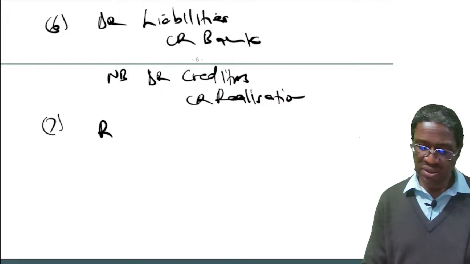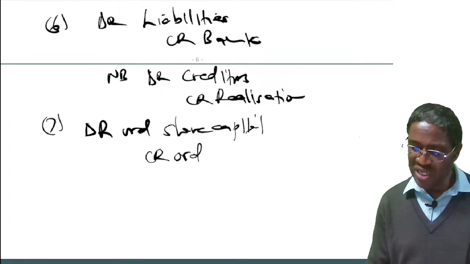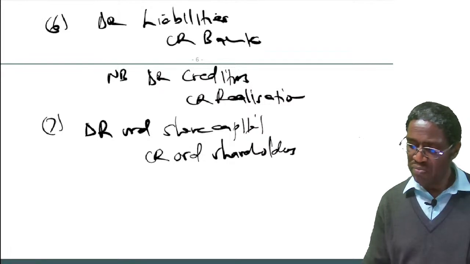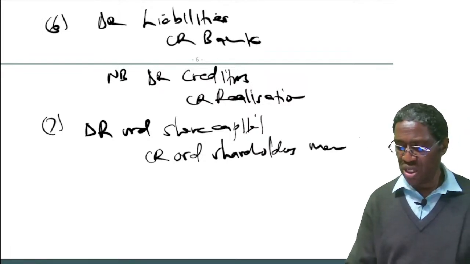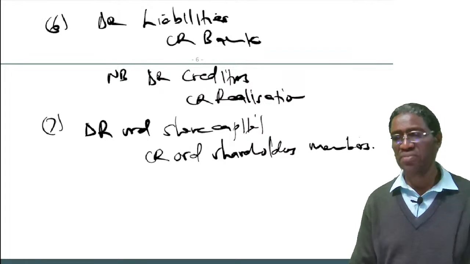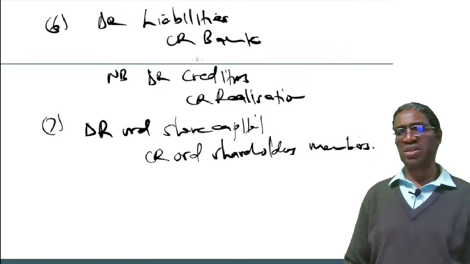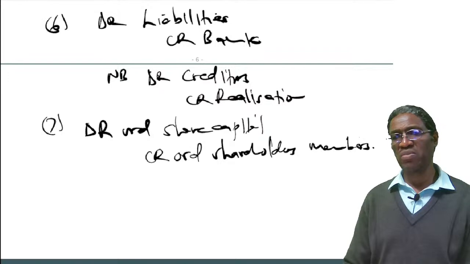Debit ordinary share capital. Credit ordinary shareholders members. Okay, that's number 7. We go to number 8.